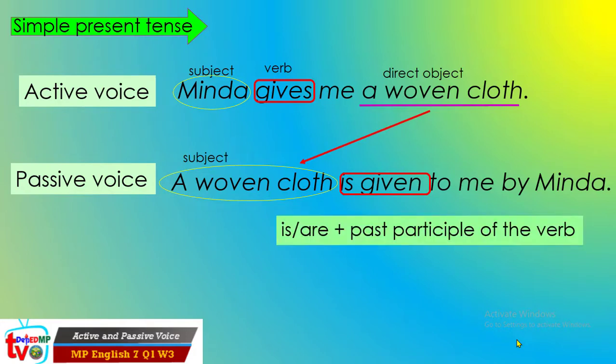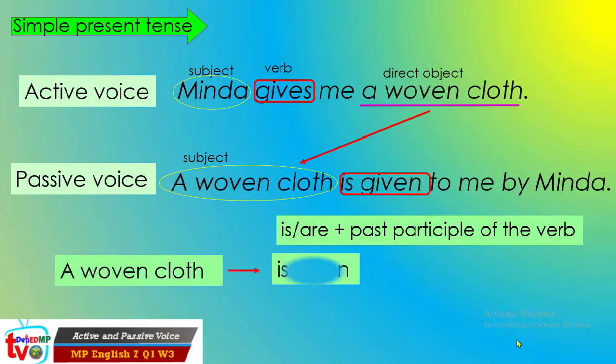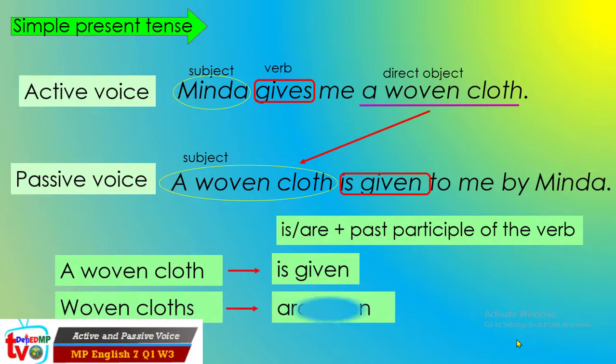Look at the pattern. You use is if the subject of the sentence is singular. Use are if the subject is plural, plus the past participle form of the verb. In this case, gives is the verb, its past participle form is given. A woven cloth, that is singular, that is why you use is given. Woven cloths, that is plural, use are given.